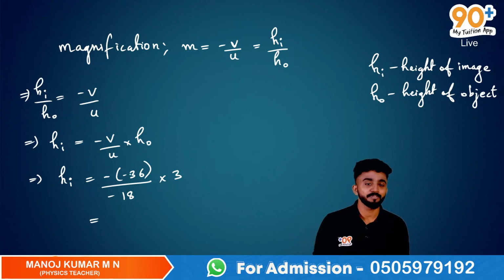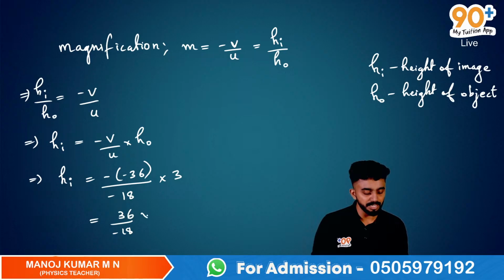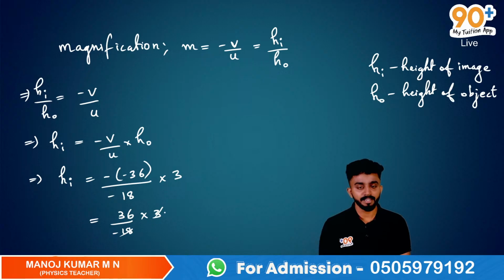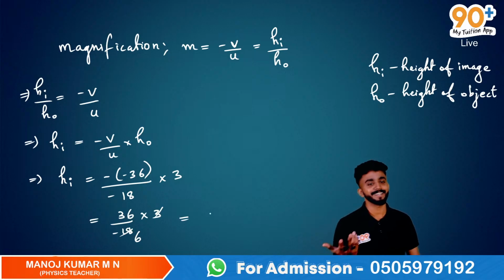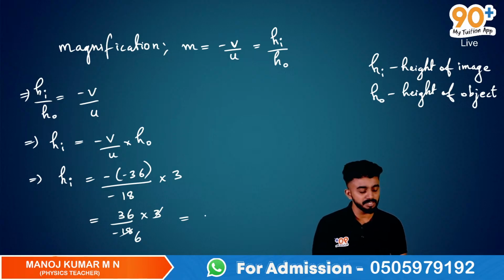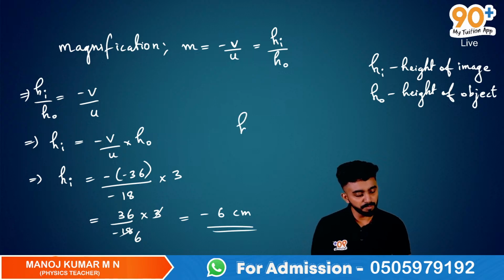So minus of minus 36 means plus 36, divided by minus 18, into 3. Isn't it? So 18 and 3 you can cancel. In 18, how many 3s are there? 6. So 36 divided by minus 6, how much will you get, guys? In 36, how many 6s are there? 6. So 36 divided by minus 6 is minus 6 centimeter. So the height of the image HI is equal to minus 6 centimeter.